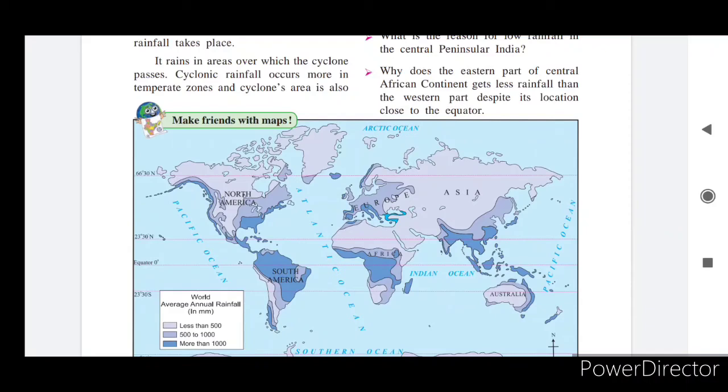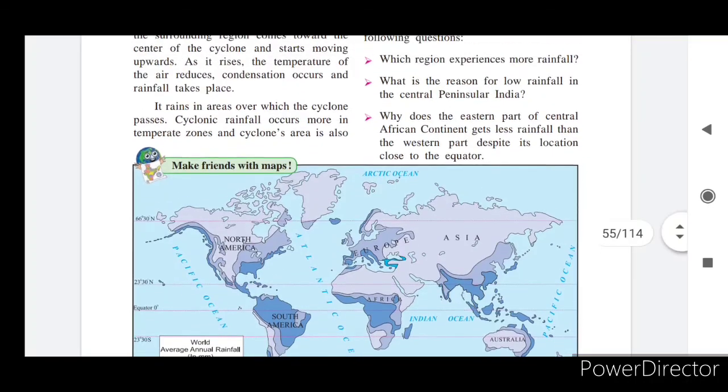If we talk about the equatorial region, the torrid zone, we can find more rainfall, because see, from 0 degree to 23.5 degree north and 23.5 degree south, that means between the Tropic of Capricorn and the Tropic of Cancer, that is the torrid zone, and in the torrid zone we can find more rainfall.